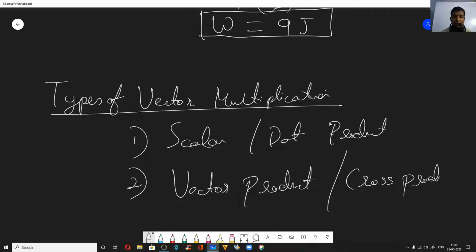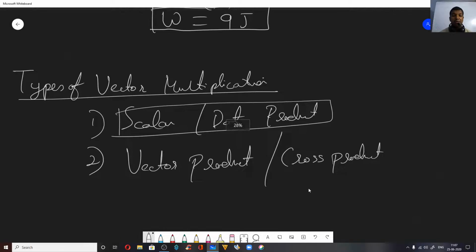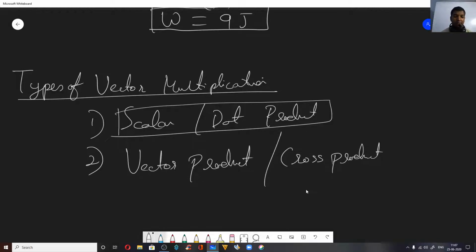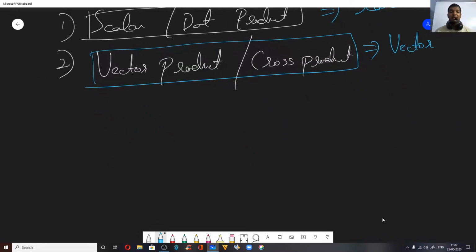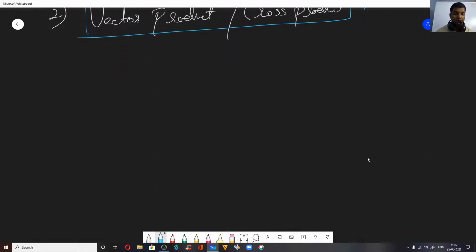In scalar product or dot product, the result you get after performing the dot product is a scalar quantity. For example, you just saw work done, which is a scalar quantity. Now coming to vector product, when you perform a vector product on two vectors, the end result we get is a vector. First we will look into what a vector product is and how to define cross product, then we'll take some examples.